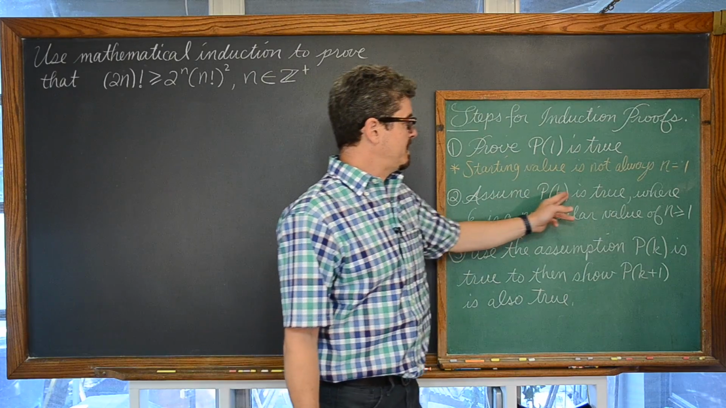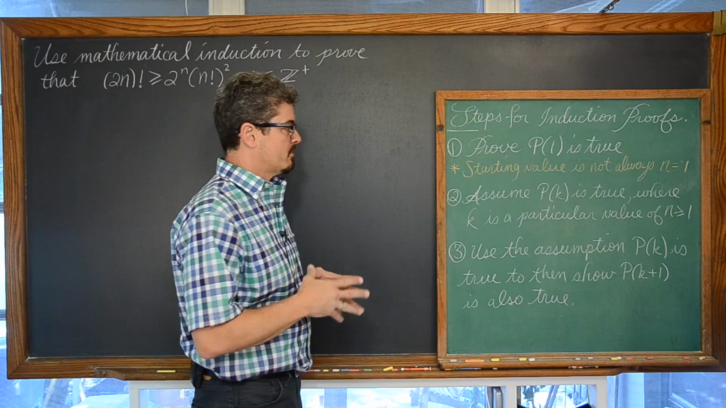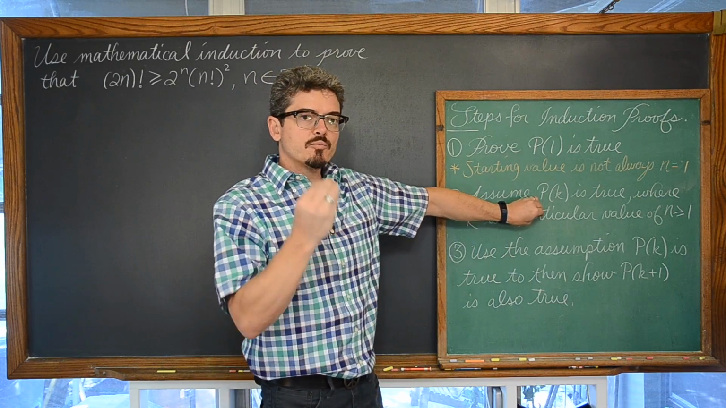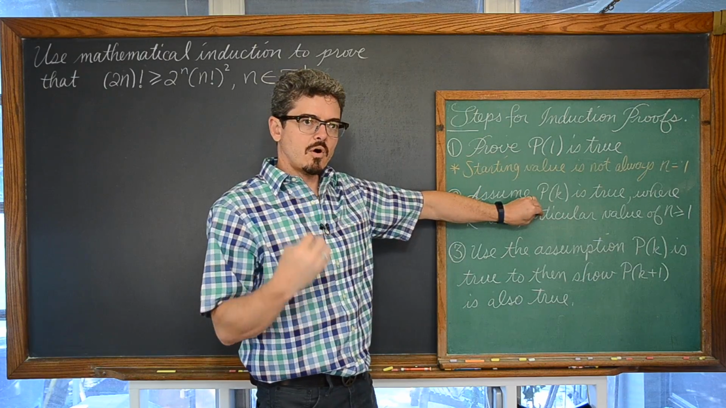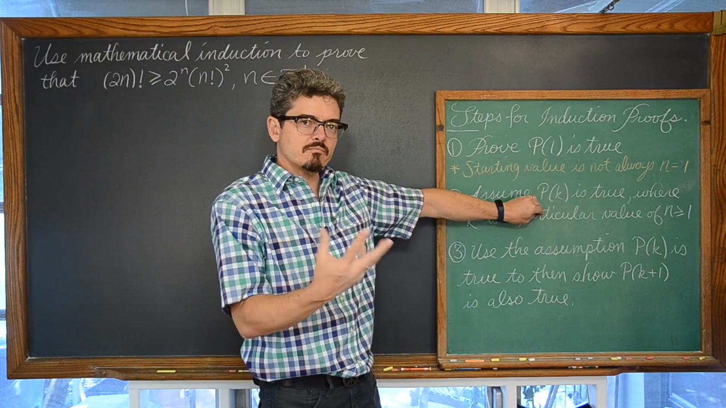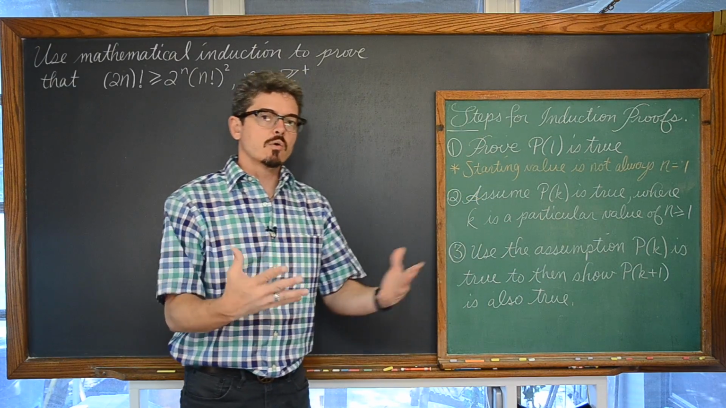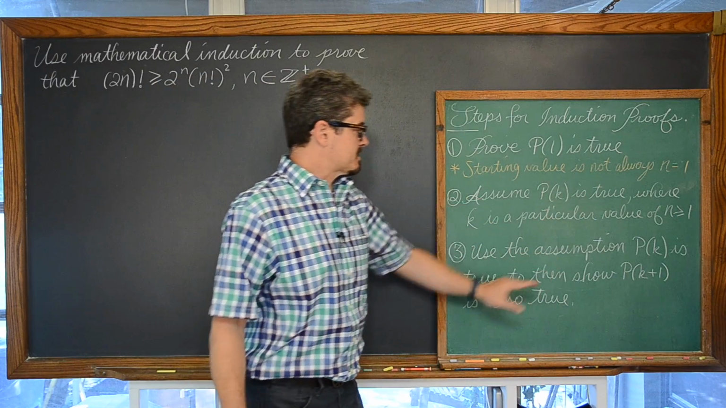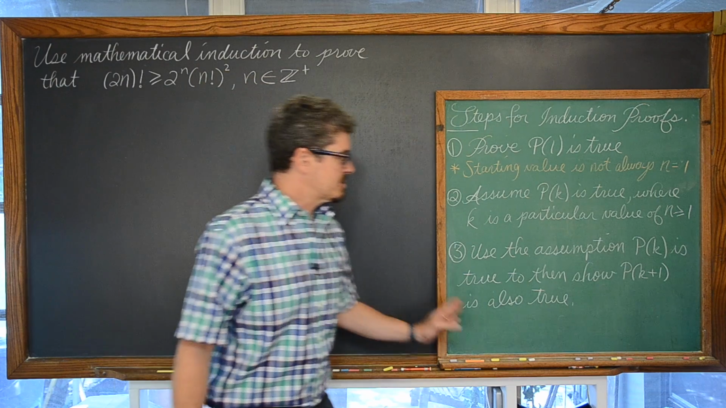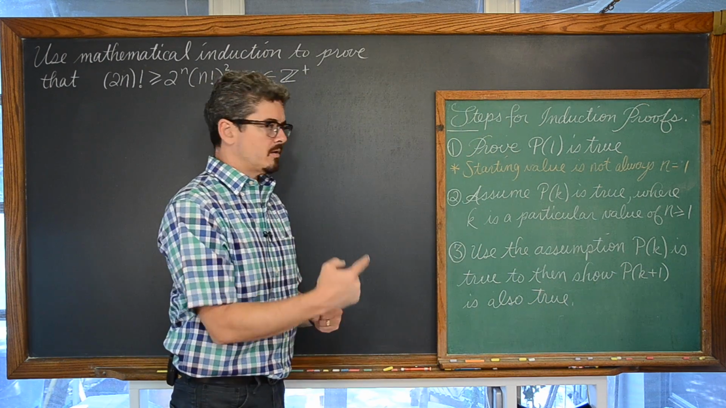And we're going to assume that P(k) is true, where k is a particular value of n which is greater than or equal to 1, kind of separating what we're trying to prove true from our work in the proof. We don't want to seem like we're assuming what we're trying to prove is already true. And then we're going to use that assumption, that P(k) is true, to show that P(k+1) is also true. Get those dominoes to start falling.